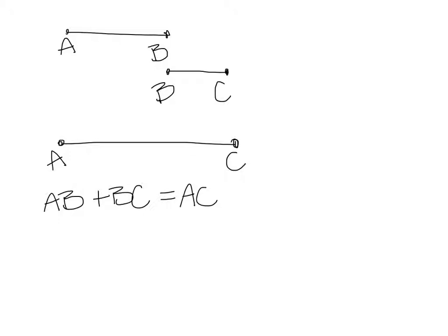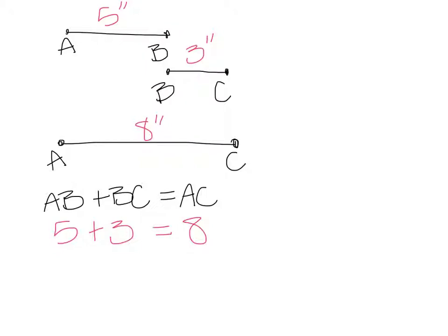It's pretty easy to see when we put in numbers. Let's say that segment AB is 5 inches and segment BC is 3 inches. So 5 inches plus 3 inches tells me that segment AC would be 8 inches. Pretty basic, but it's a concept that we're going to build on quite a bit.